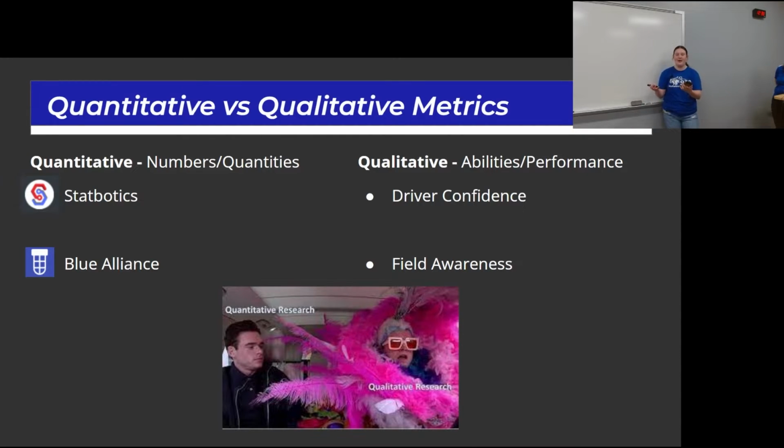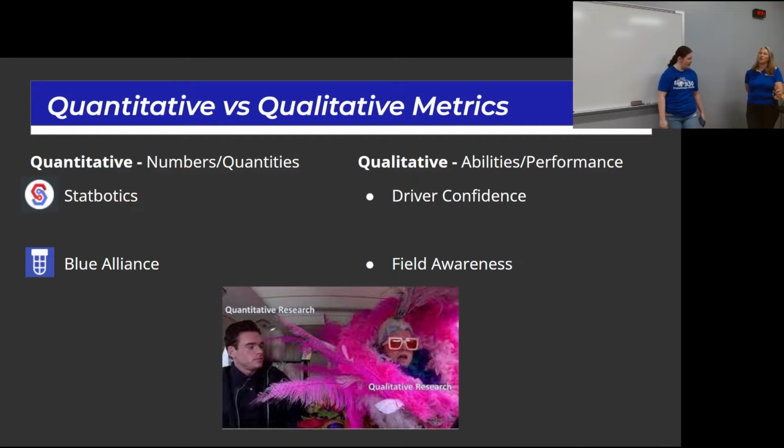You can't use Statbotics at a week 1 event because you're not going to have team data from that year. But further along in the season, Statbotics is going to have really good data that you can use to put teams up against each other, and it can basically predict who wins that match. It's going to give you a lot of resources. Statbotics is amazing, and you should use it if you're looking for good quantitative data.